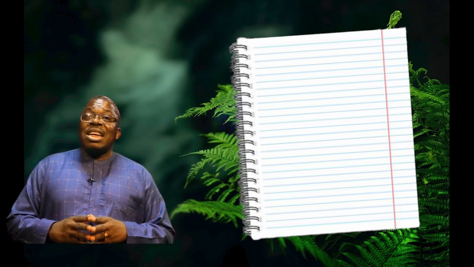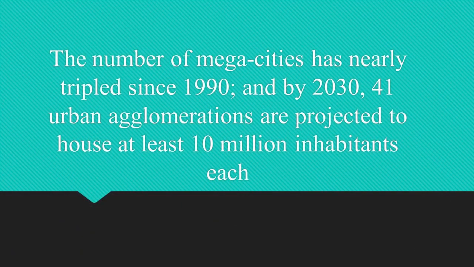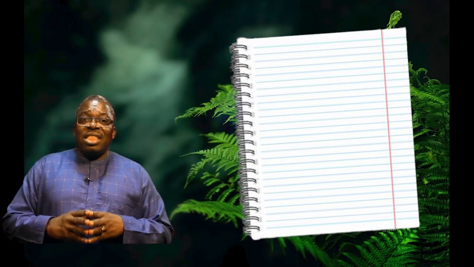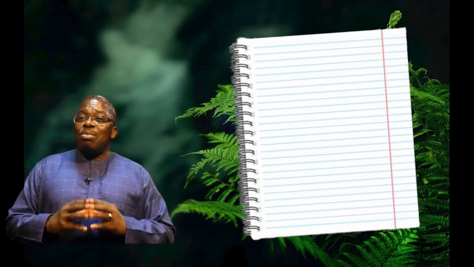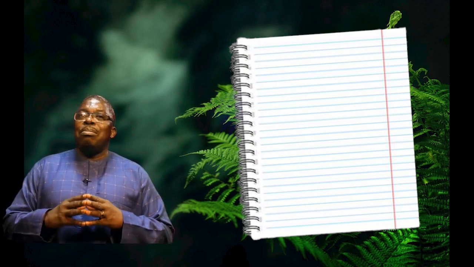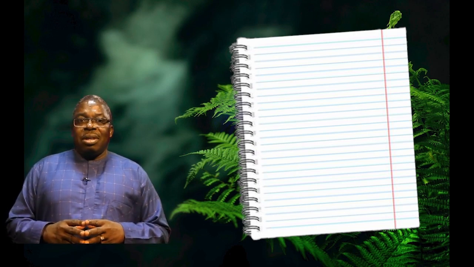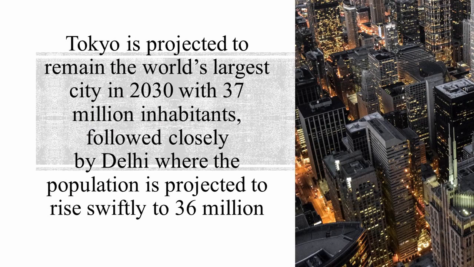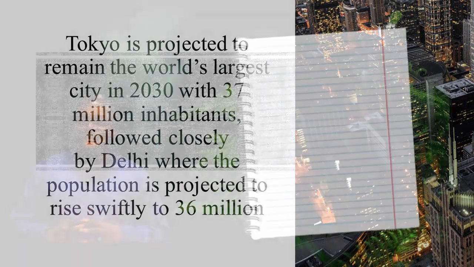Furthermore, the number of mega cities has nearly tripled since 1990. And remember, we are defining mega cities as cities that have population size of at least 10 million people. And by 2030, 41 urban agglomerations are projected to house at least 10 million inhabitants each. Tokyo is projected to remain the world's largest city in 2030 with 37 million inhabitants, followed closely by Delhi, where the population is projected to rise swiftly to 36 million.